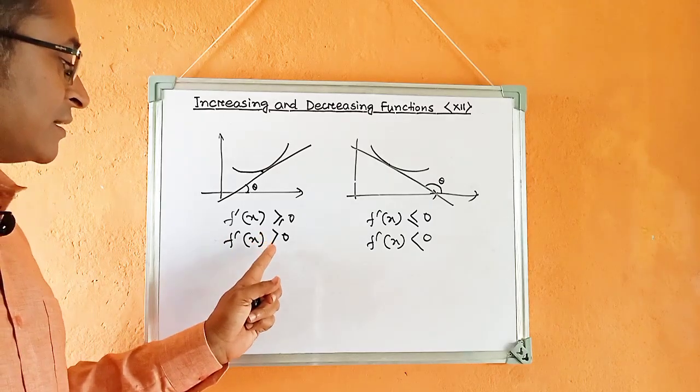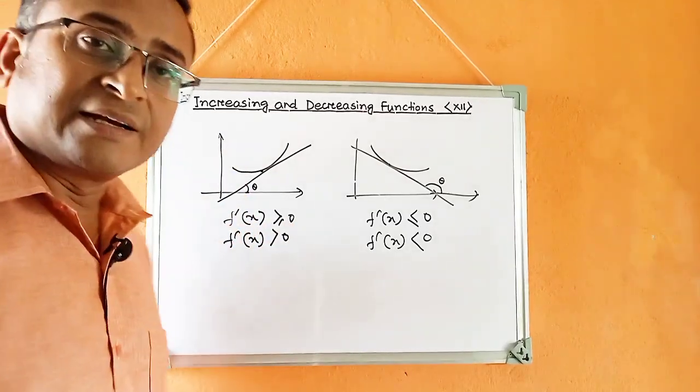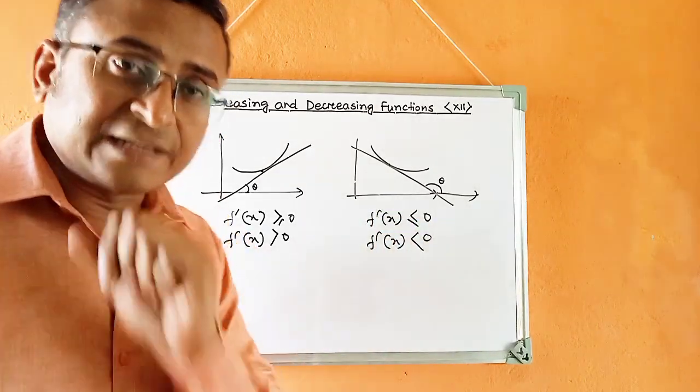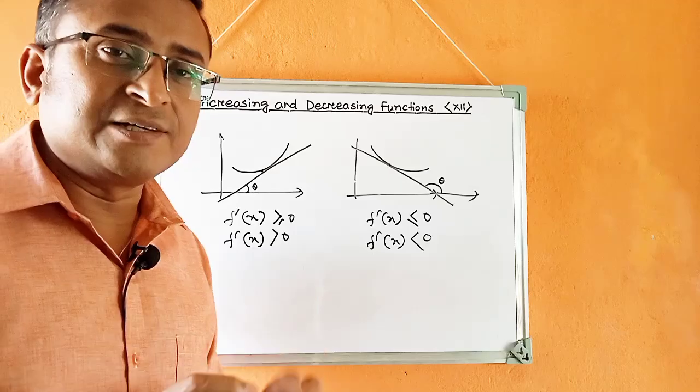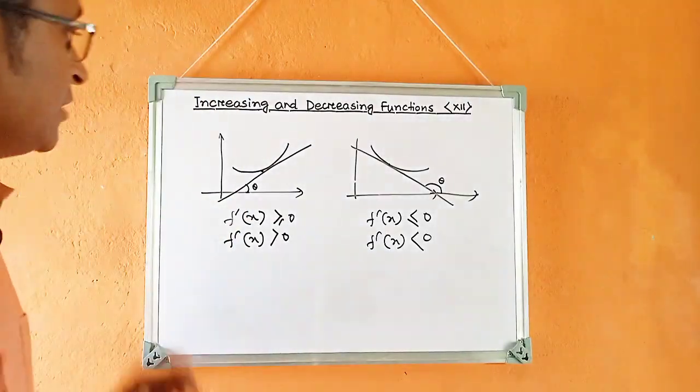F dash x greater than or equal to 0, increasing function. F dash x greater than 0, only greater than 0, strictly increasing function. F dash x less than or equal to 0, decreasing function. F dash x less than 0, strictly decreasing function. Clear? Now some examples, see carefully.